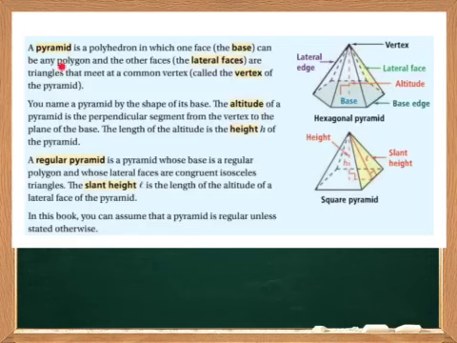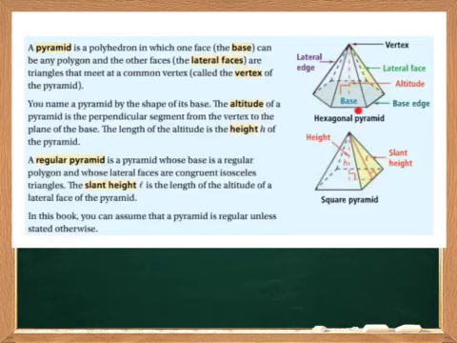First off, a pyramid is a polyhedron in which one face, the base, there's only one base, can be any polygon, and all of the other faces, the lateral faces, have to be triangles that meet at the common vertex, called the vertex of the pyramid. Sometimes it's called the apex, A-P-E-X, but this is our vertex of the pyramid.